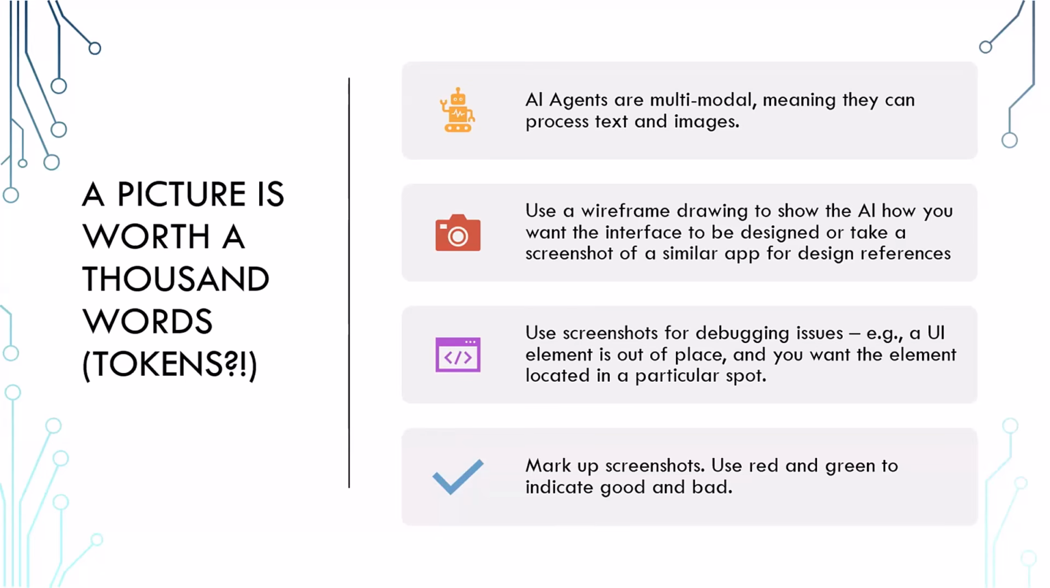You can wireframe up drawings to show how you want the AI to design things, or you can take a screenshot of a similar app for design references. Or when you're debugging, you can use screenshots, like for instance, if a UI element is out of place and you want an element located in another spot. And feel free to go ahead and mark up your screenshots. I like to use red and green to indicate good and bad. And I'm going to show you a couple screenshots now, just to see what I mean.